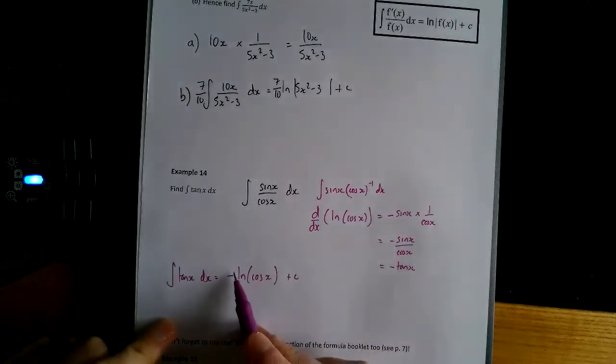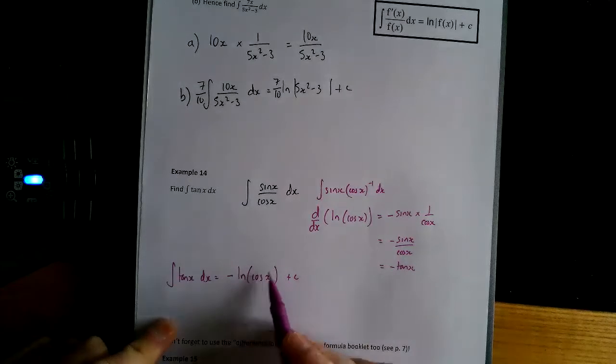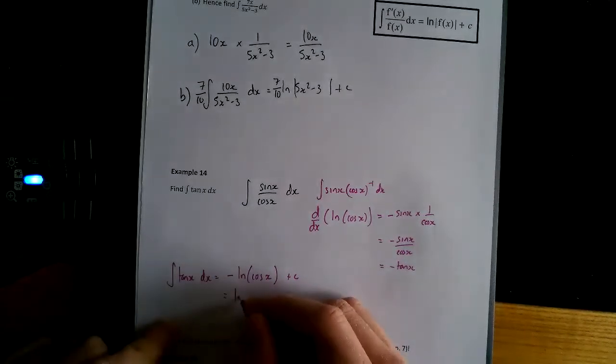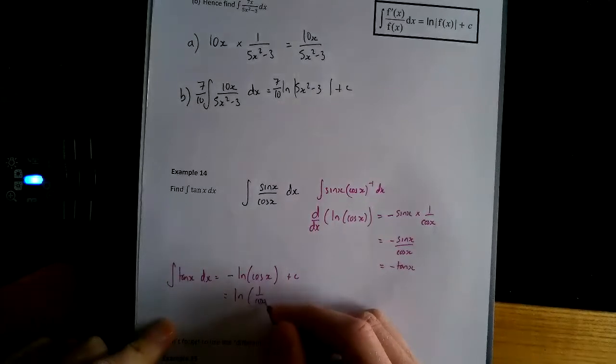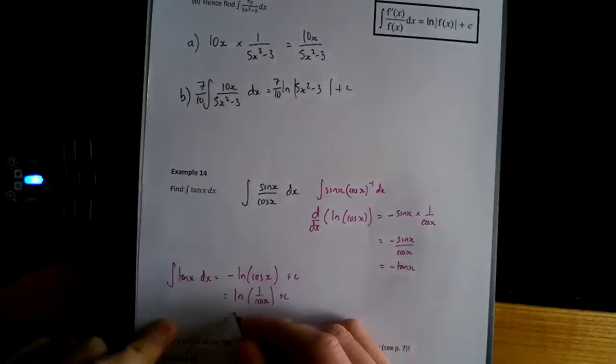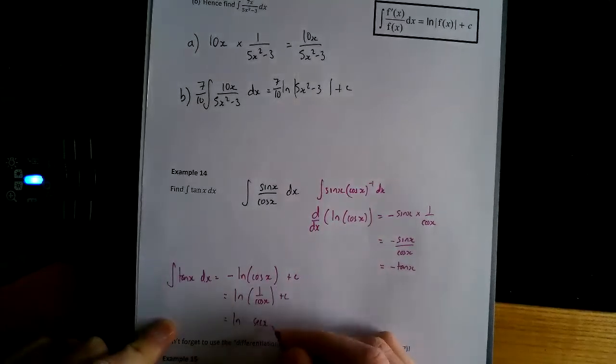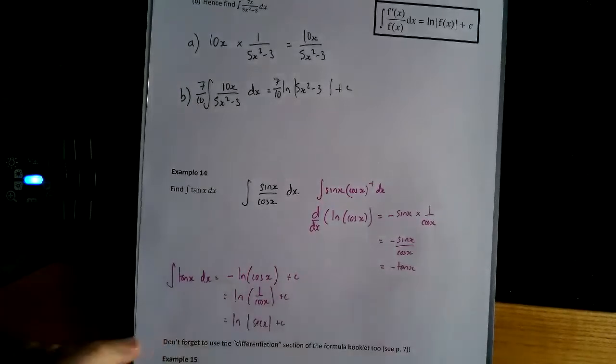And minus, remember, I can take to a power. And minus 1 means 1 over. So 1 over cos x is sec x. And I need my magnitude brackets around that.